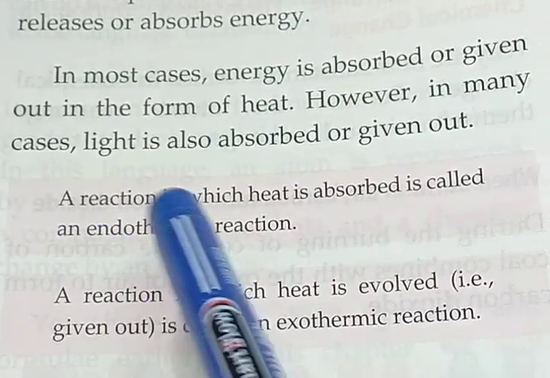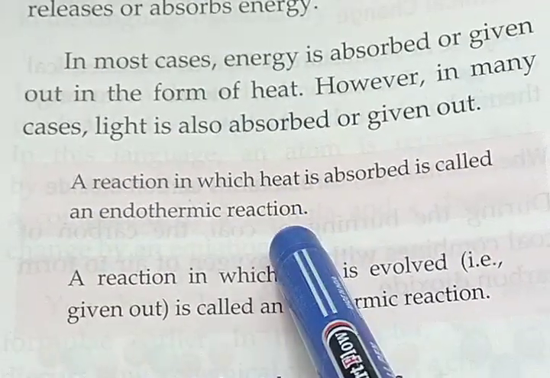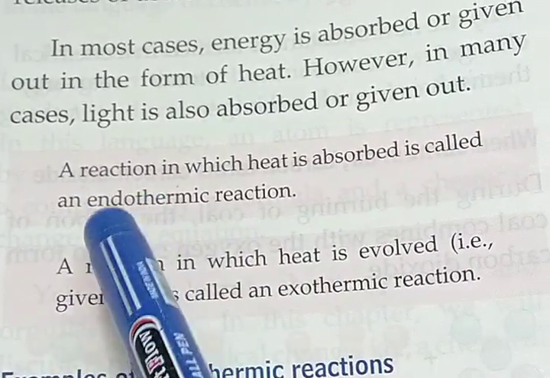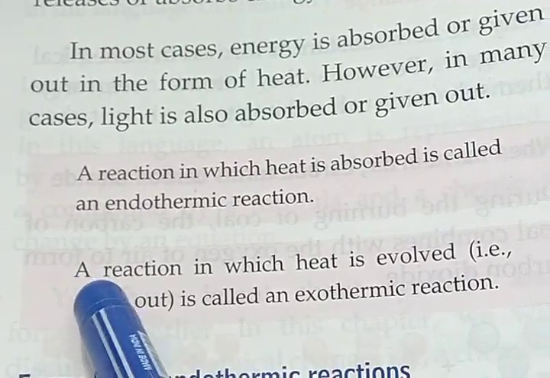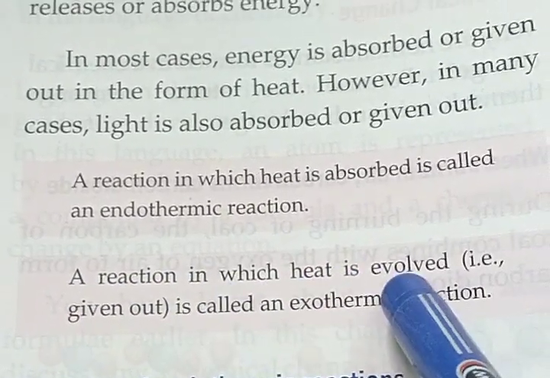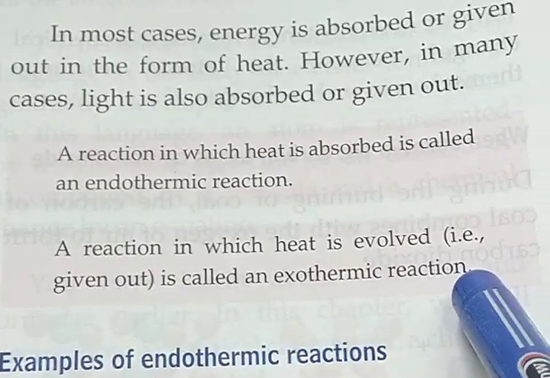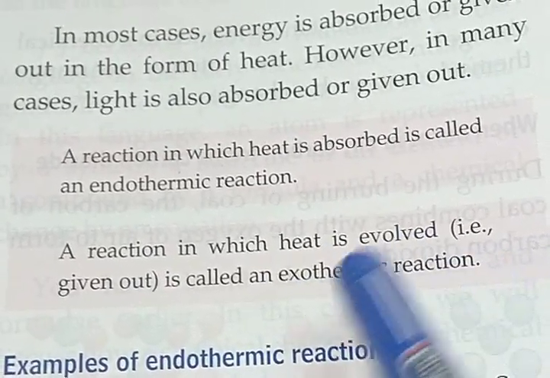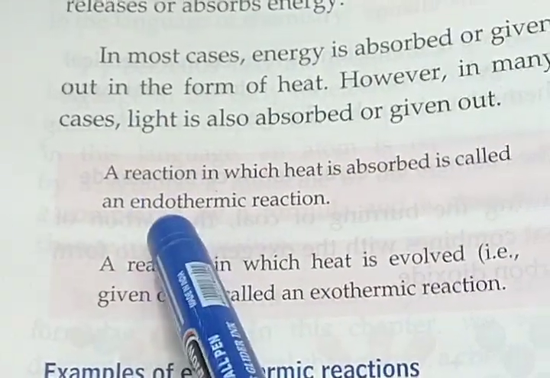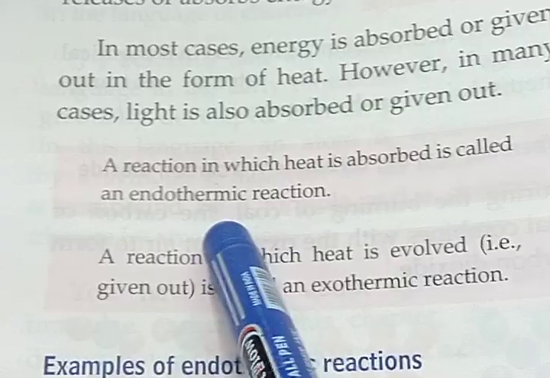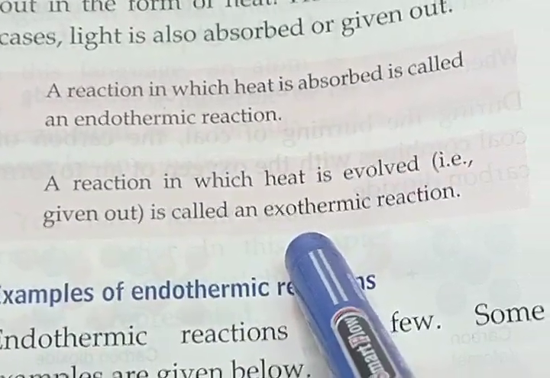A reaction in which heat is absorbed is called an endothermic reaction. Endo means intake. That's why heat is absorbed. In the same way, a reaction in which heat is emitted, just given out, is called an exothermic reaction. So exo means emission, मतलब वो बाहर निकाल रहा है. So the chemical reaction in which heat is absorbed is the endothermic reaction, and the one in which heat is evolved is known as an exothermic reaction.